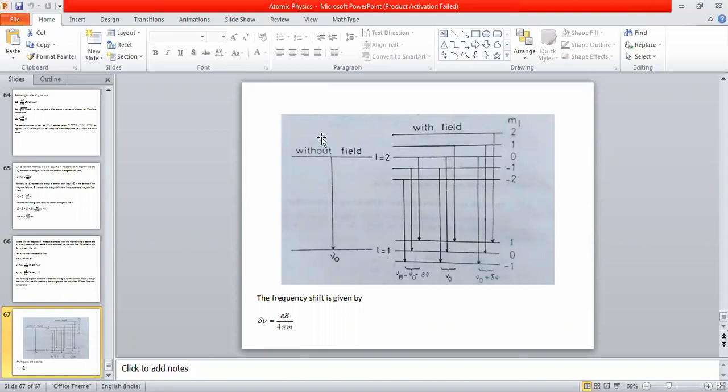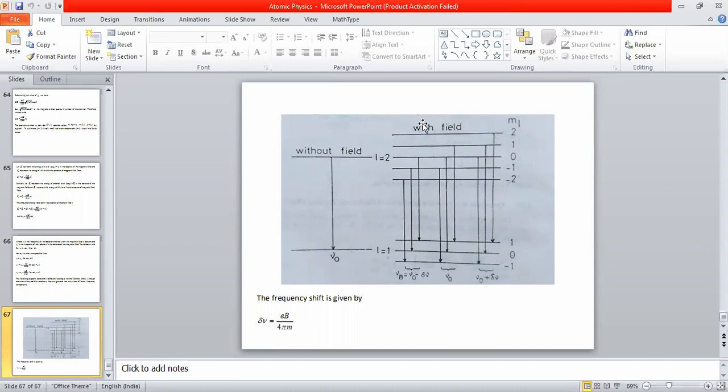So whenever the field is not applied, I have written without field, when there is no magnetic field, there is L equal to 1 single energy state and L equal to 2 single energy state. When the electron jumps from L equal to 2 to L equal to 1 state, it emits only one photon. The photon frequency is nu0.